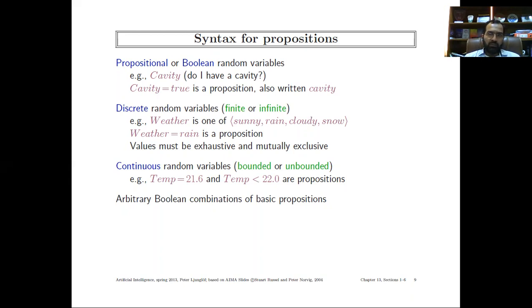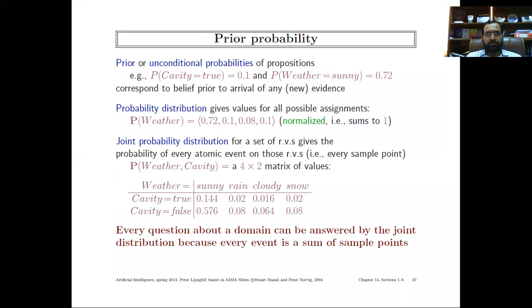So it means those are bounded, and it is also possible that these are unbounded. For example, temperature is equal to 21.6. So let's say temperature is a random variable, and that takes the value 21.6 Celsius, and temperature is less than 22, or propositions. So various propositions can be formed, because temperature can take values between any two given points. So these are not discrete values. So that is treated as a continuous random variable.